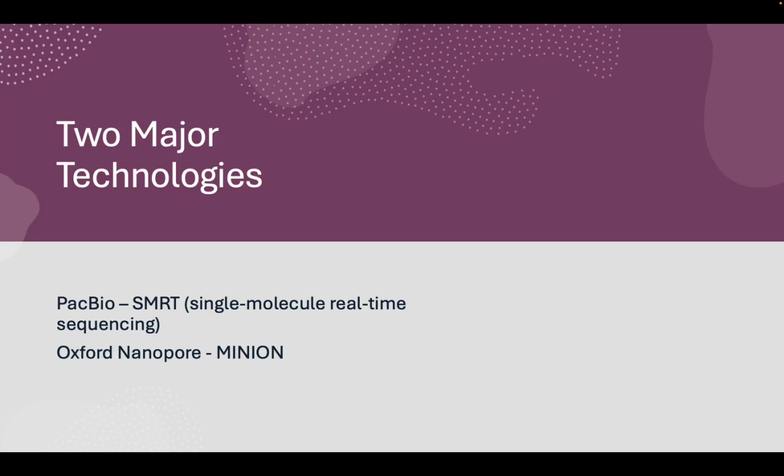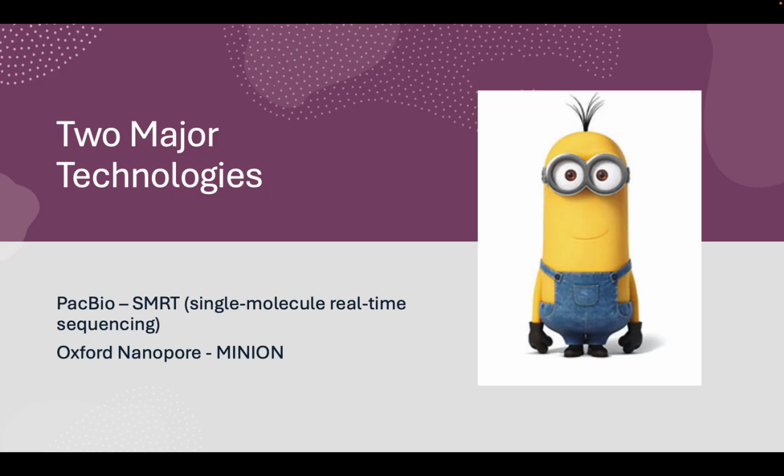There are two major technologies. One is by PacBio. It's called SMRT, Single Molecule Real-Time Sequencing. The other is a company called Oxford Nanopore, and their sequencer is called the Minion.